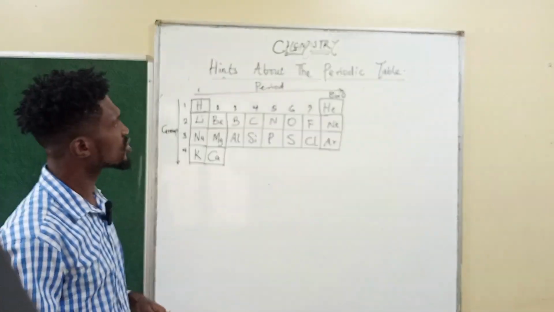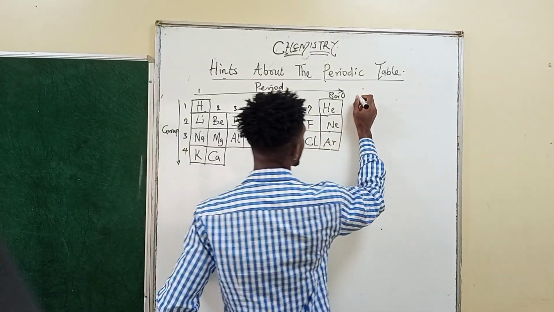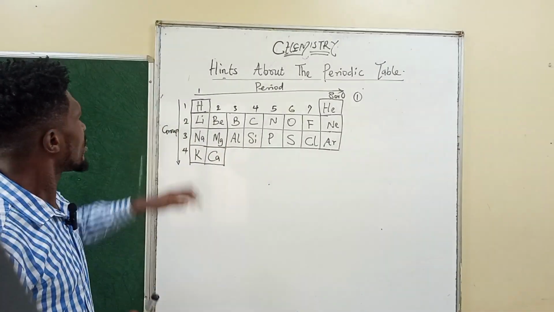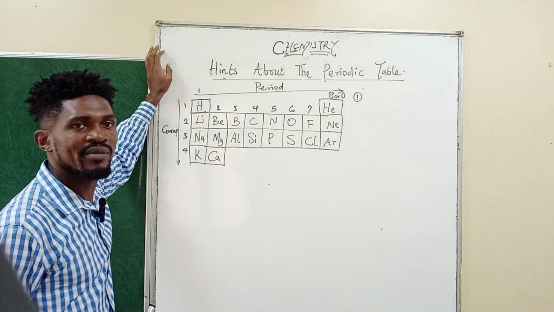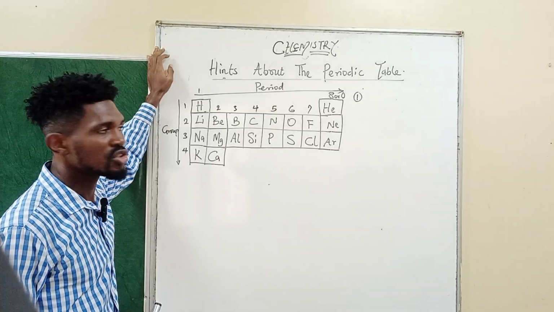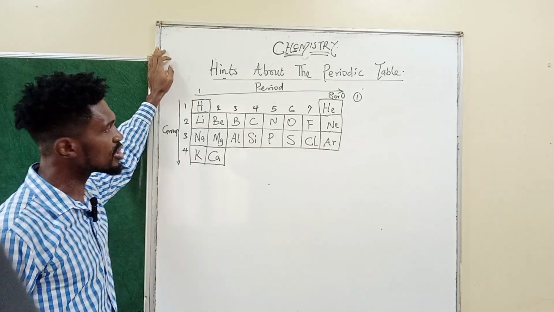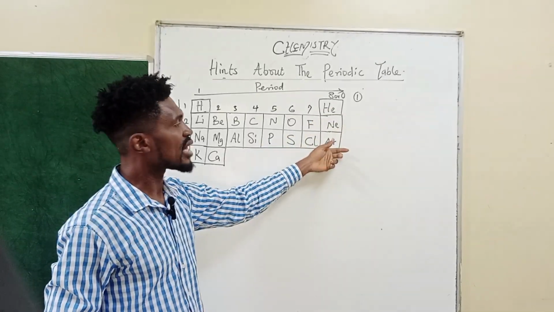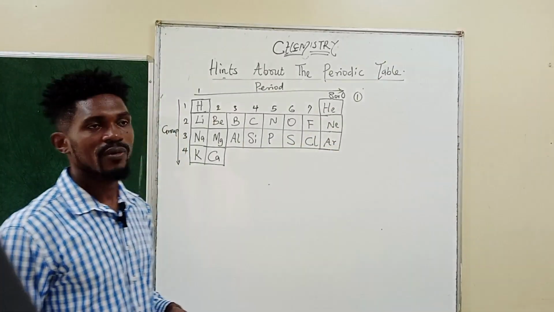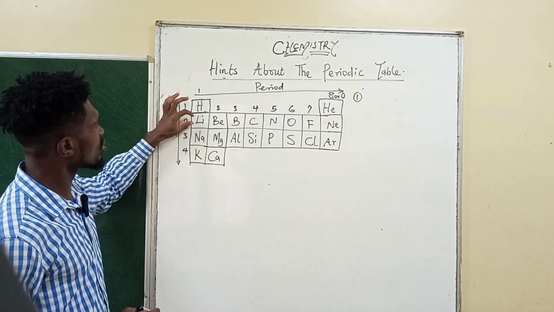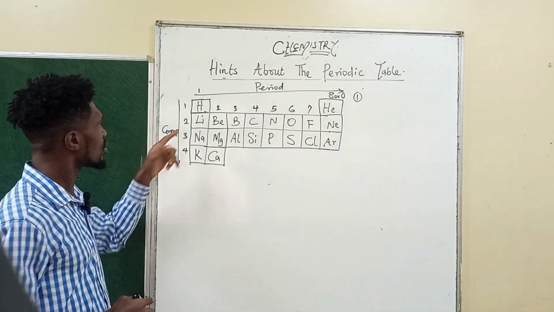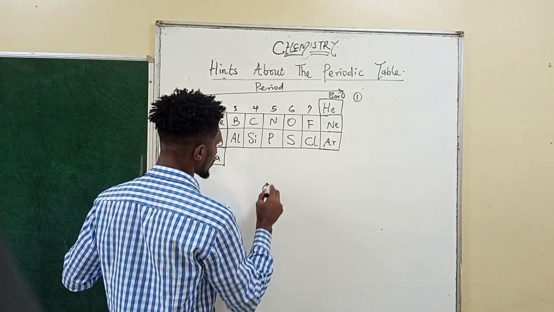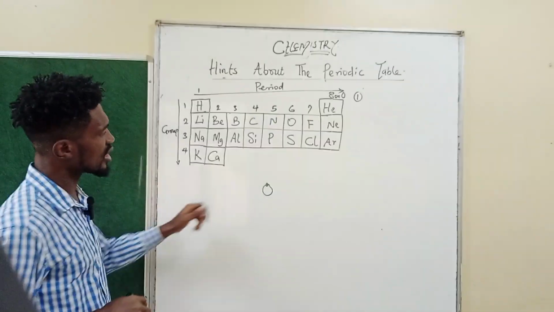So now, let's go straight to the hints on the periodic table. The first hint here is that elements in the same group have the same number of electrons at the outermost shell. The exception is helium, because helium has 2, while other ones have 8 at the outermost shell. Now, I will use group 1, for example. Group 1 starts from hydrogen. Hydrogen has 1 electron at the outermost shell.